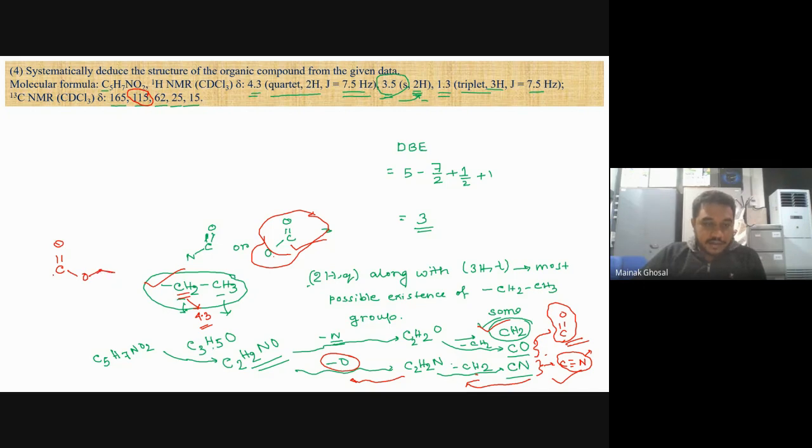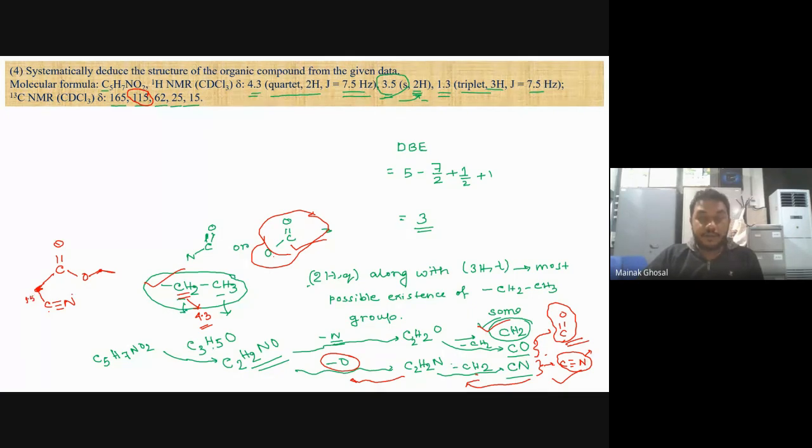So this is one thing. I am left with some CH2 and CN. One possibility is that CH2 is there, and from here CN is there. This CH2 has a high value: here you see this value is 4.3, here 3.5. It is very much deshielded because it is attached to a carbon which has a double bond, and also nitrogen is here. So this will be more deshielded, so this will come at 3.5.